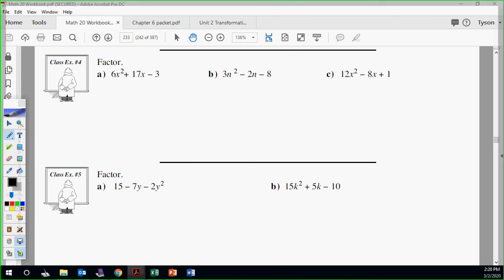All right, we're dealing with a negative now. So 6 times negative 3 is negative 18. So we're still looking for a factor of negative 18 that gets you 17. Well, it has to be 18 and negative 1. 18 minus 1 is 17. So we go 6x squared plus 18x minus x. You can put a 1 there if it helps you. Minus 3.